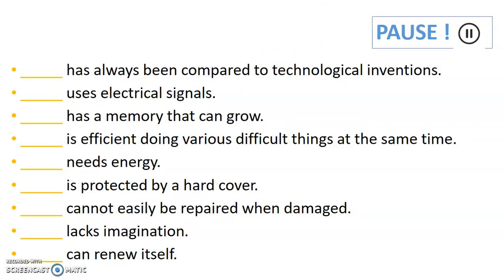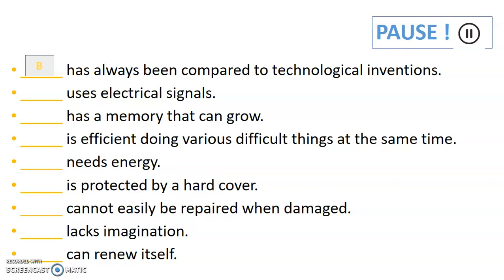So, according to that task, you are expected to write B, C, or BC in these gaps here. So let's do the first one together, shall we? As an example, something has always been compared to technological inventions, the statement says. So what do you think that something is? Is it brain, is it computer, or is it both? So the answer is brain. You guessed it correctly.